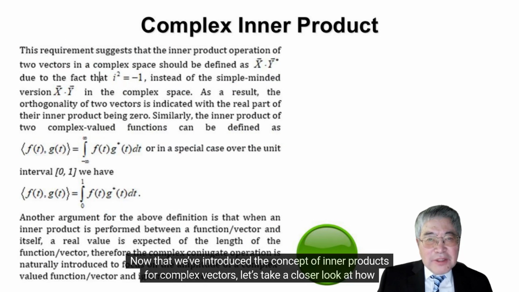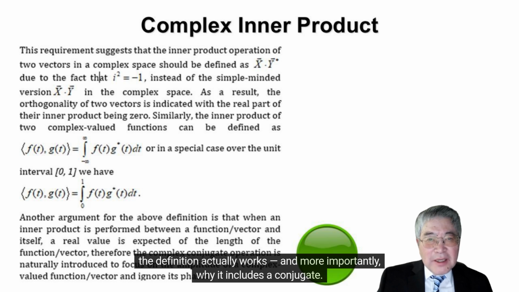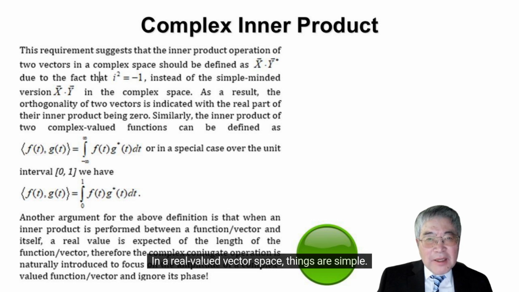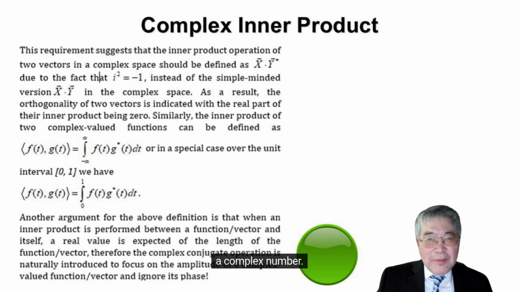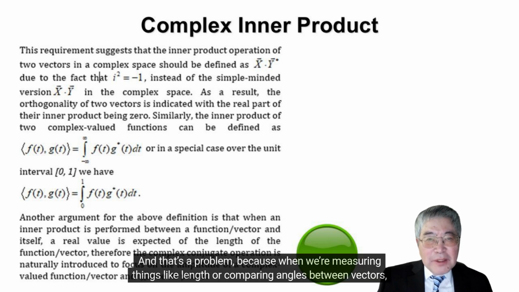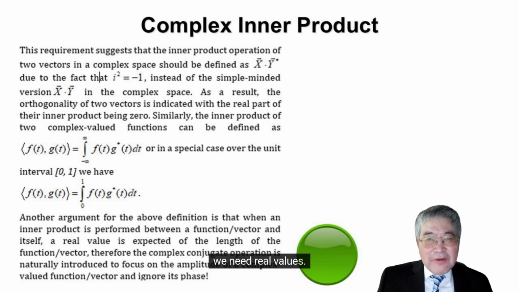Now that we've introduced the concept of inner products for complex vectors, let's take a closer look at how the definition actually works, and more importantly, why it includes a conjugate. In a real-valued vector space, things are simple. You multiply corresponding components and sum the results. But in a complex space, if we follow that same rule, just multiplying and summing, we may end up with a complex number. And that's a problem because when we're measuring things like length or comparing angles between vectors, we need real values.